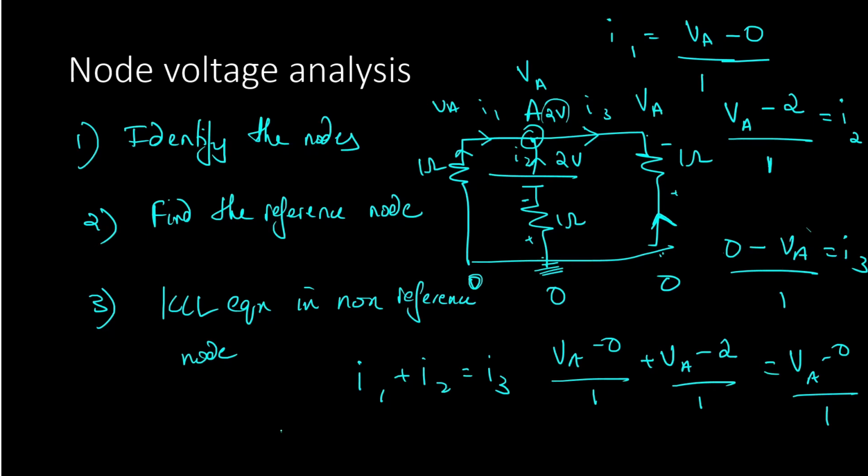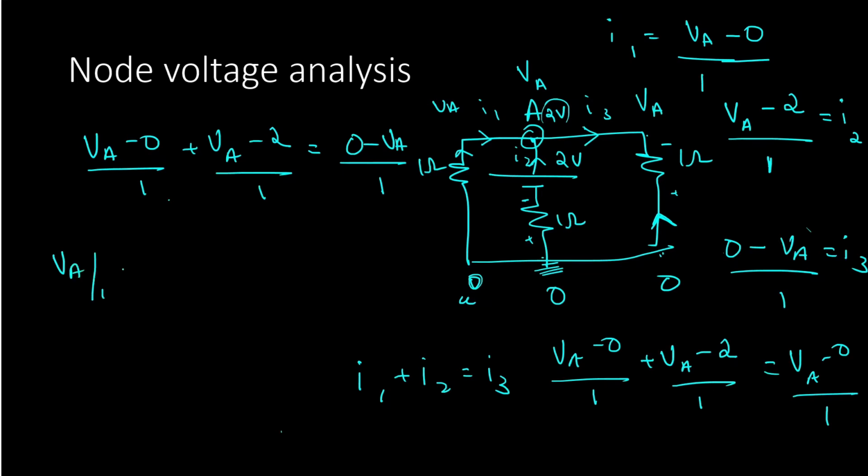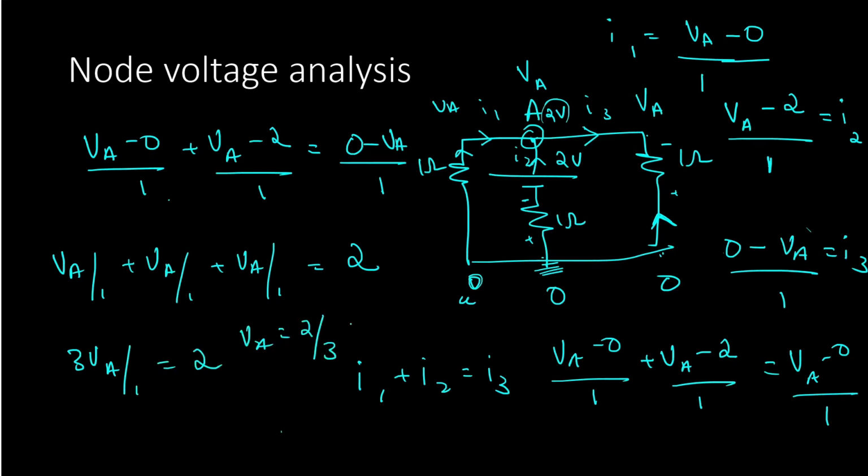So we obtain (VA minus 0) by 1 plus (VA minus 2) by 1 is equal to (0 minus VA) by 1. In other words, VA by 1 plus VA by 1 plus VA by 1 is equal to 2, or 3 VA by 1 is equal to 2. VA is thus equal to 2 by 3. So the final result: this potential is 2 by 3 volts.